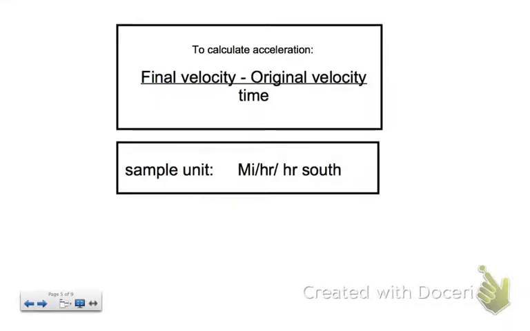Alright, ladies and gentlemen, welcome to Forces 2, Lesson 2.2. That is, what is acceleration and how do I calculate it.